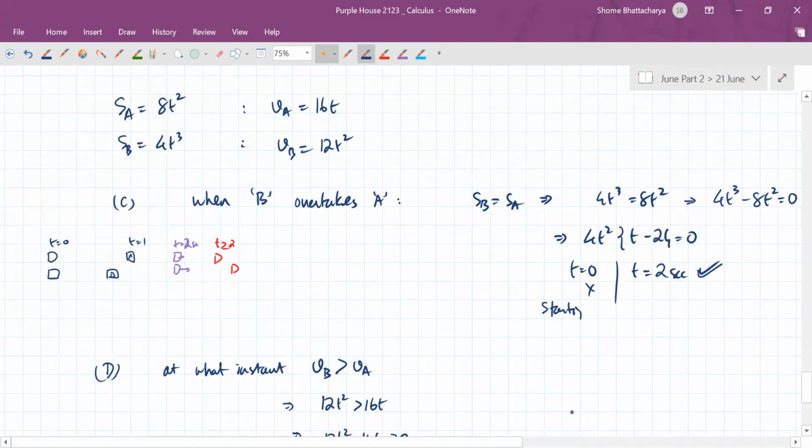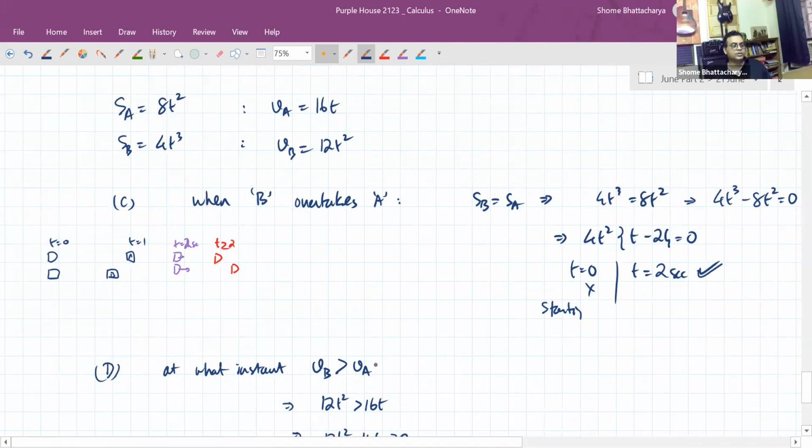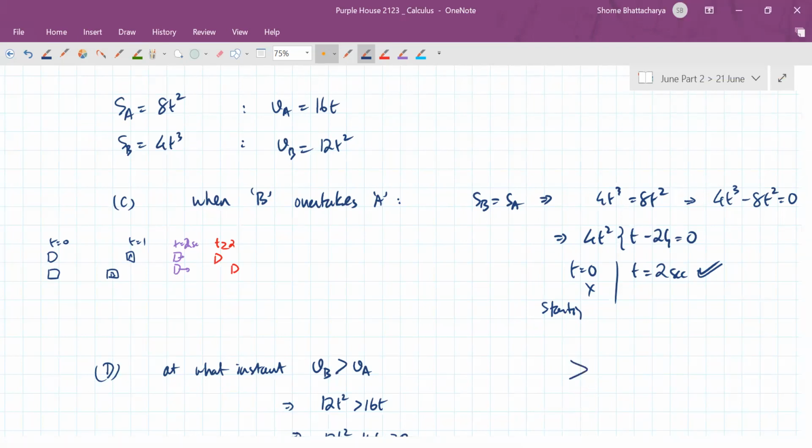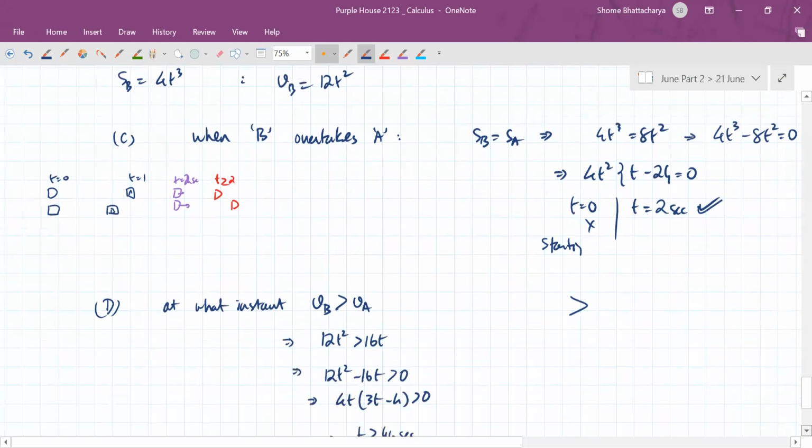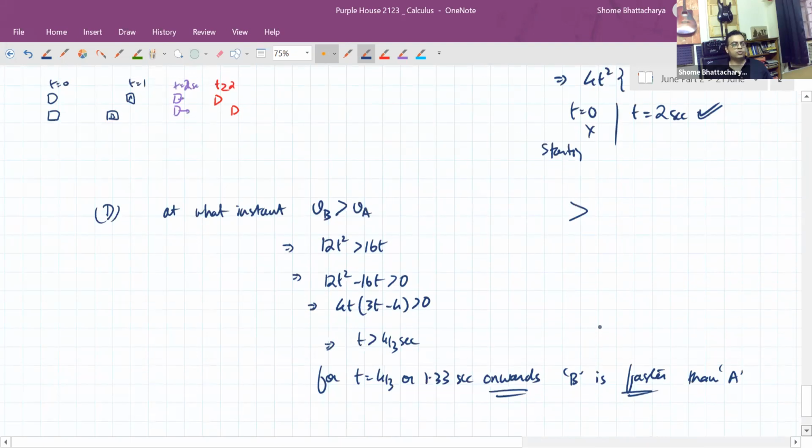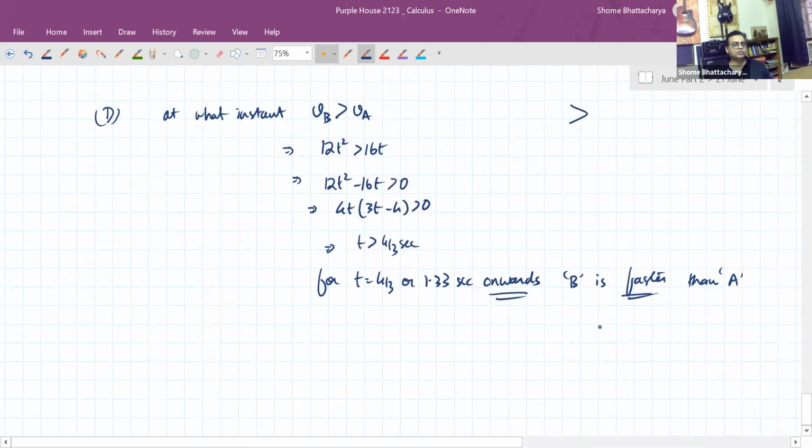Sir, but why did you use that greater than sign? Because that is what the question is asking, na? At what point of time the speed of B becomes greater than the speed of A? So what is the symbol? It stands for greater than only, na? Yes sir, now I understood. If the question had asked at what point of time the speed of B becomes equal to the speed of A, I would have put the equal to sign. If it would have asked when it is less than, I would have put the less than sign. It's asking specifically, at what instant VB is greater than VA.